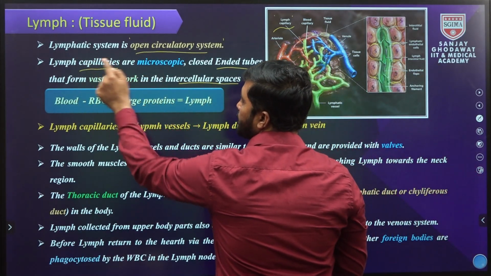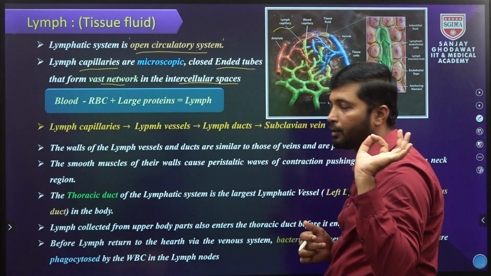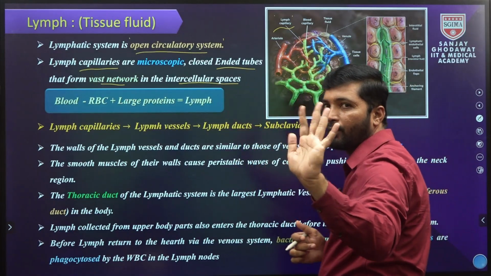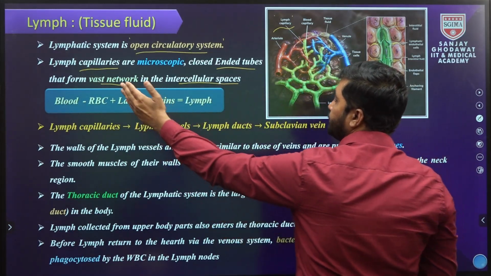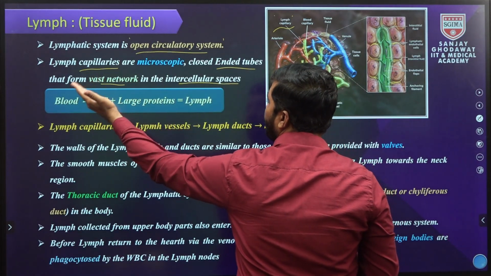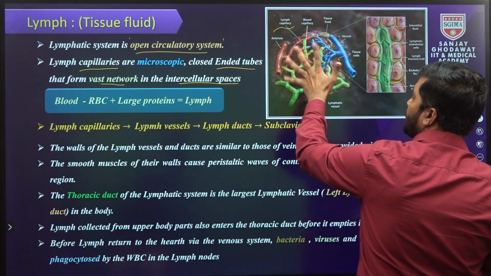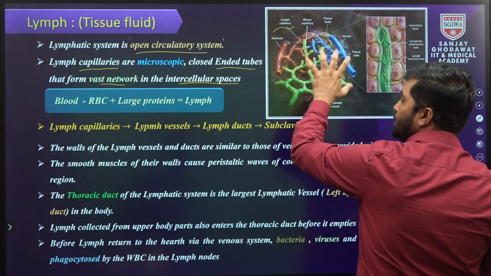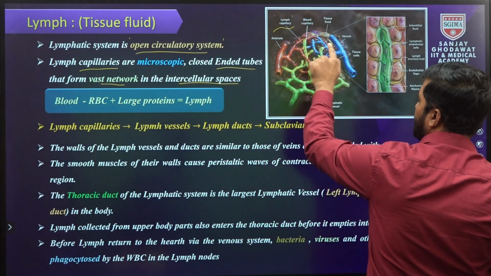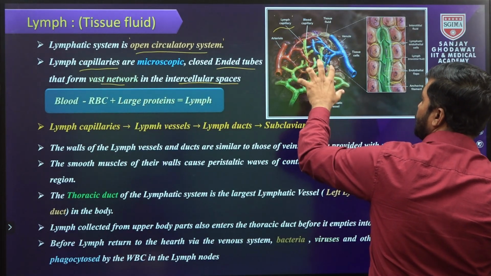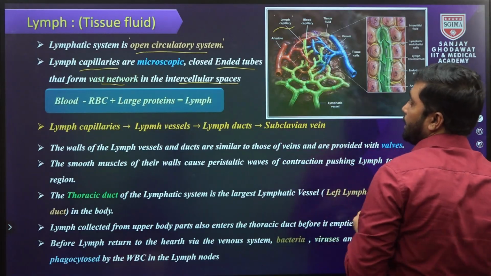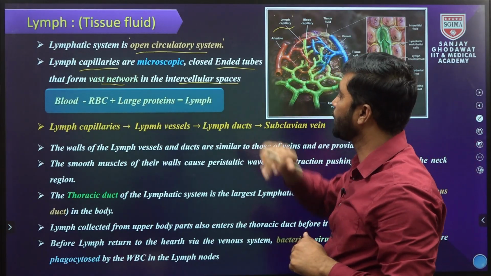Lymph capillaries are microscopic, very small, blind-ended tubules, with one side completely closed. These blind or closed tubules form a vast zigzag network in the intercellular spaces, in between the cells and tissues, innervated by capillaries. That is the lymph capillaries.